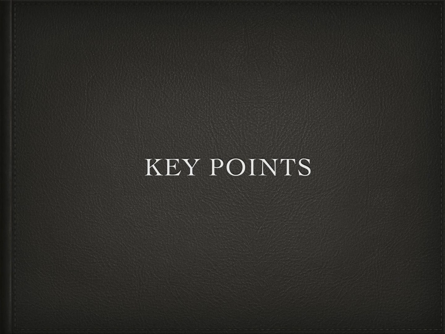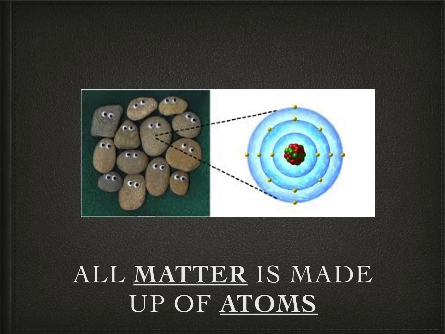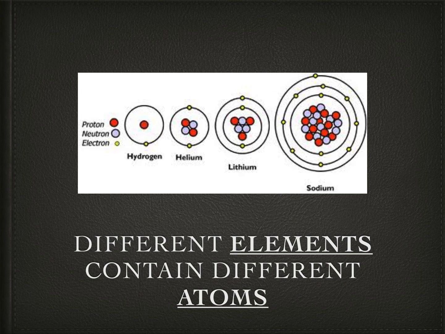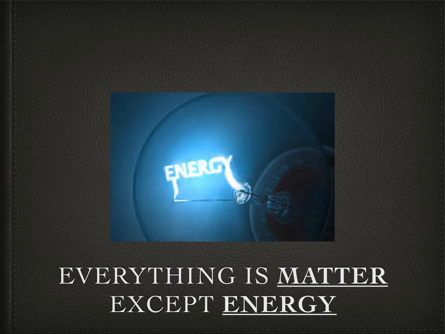Some key points before we finish up. These are just statements that are true that you have to get comfortable with knowing. All matter is made up of atoms. So if it's matter, it's made up of atoms. Different elements contain different atoms, meaning a hydrogen element has different atoms than a helium element would. And finally, everything is matter except energy.